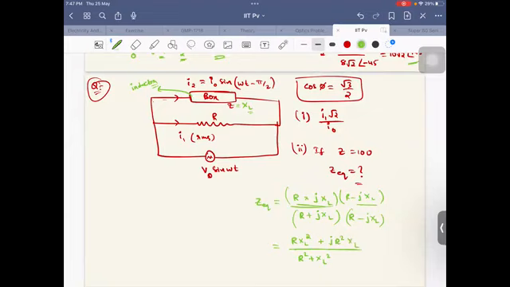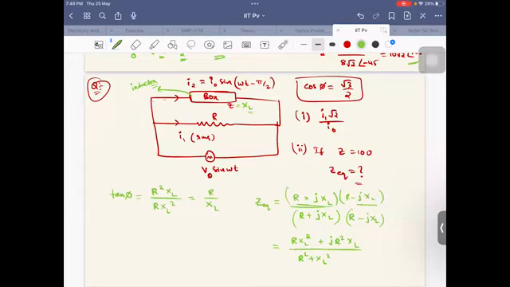From here, what is tan phi? Tan phi is the complex part by the real part. What is complex part by real part? R square XL by R XL square. What will you get here? One R in the numerator will be left out, giving R by XL. So tan phi is R by XL.